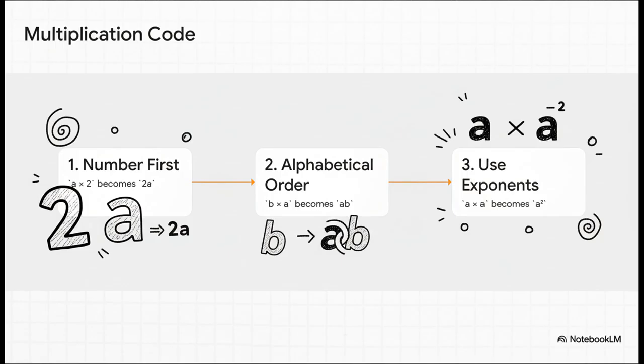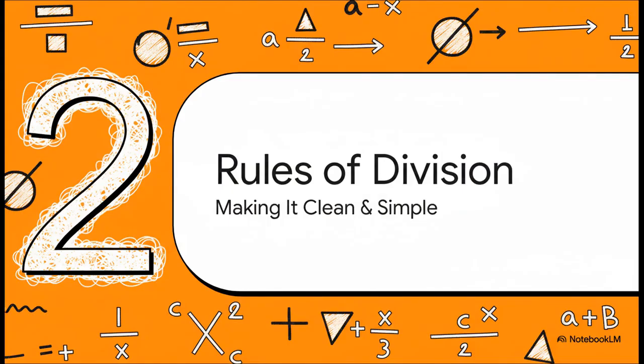Easy, right? And finally, rule 3. If you multiply a letter by itself, like A times A, we have a cool shorthand for that. We write it with a little 2 up top, which we call an exponent. We say that as A squared. These rules just help make sure everyone is writing and reading the math code the same way. Awesome! Those are the rules for multiplication. So what about division?